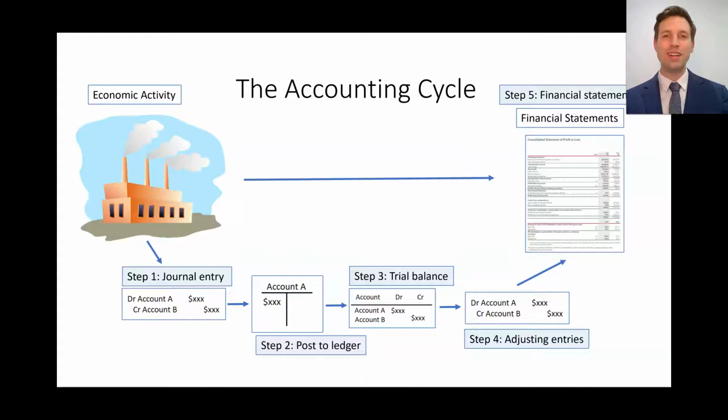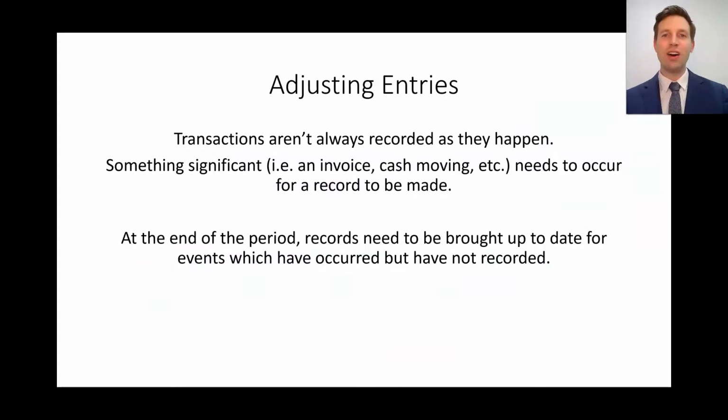We are now up to step 4 of the accounting cycle, which is adjusting entries. Transactions aren't always recorded as they happen. Something significant has to happen, such as an invoice or cash moving, before a transaction record is actually made. And so sometimes when we're preparing our financial statements at the end of the month or the end of the quarter or year, we need to do what's called adjusting entries to make sure those financial statements actually reflect all the important information of the business.